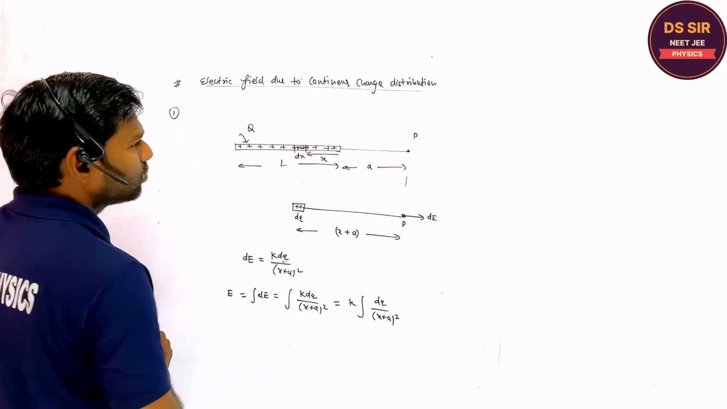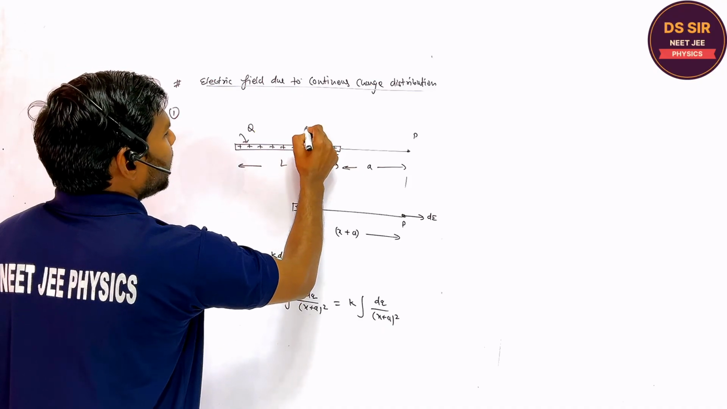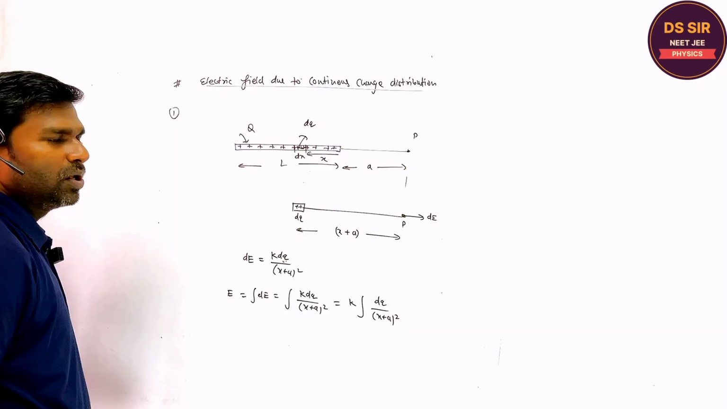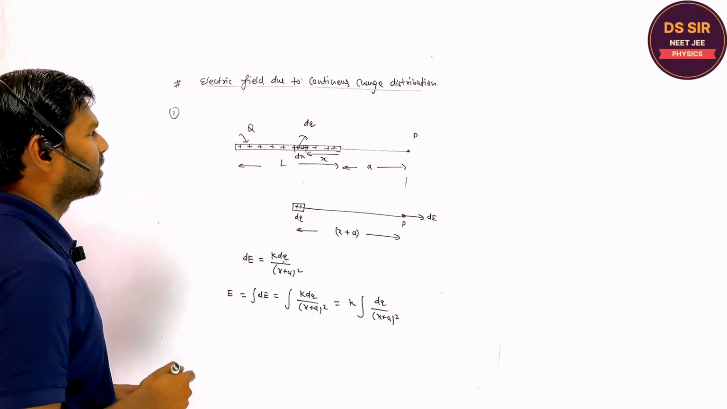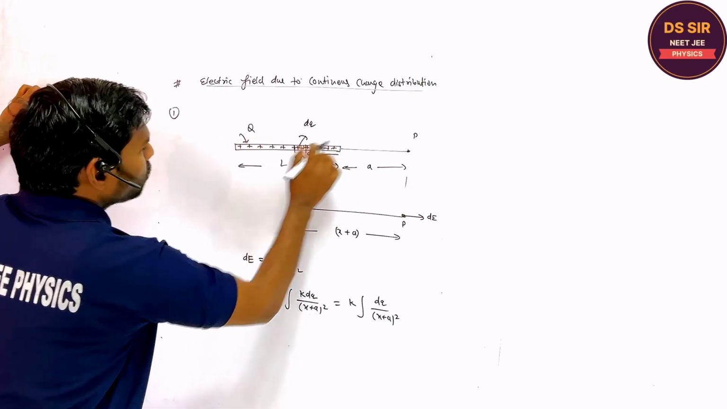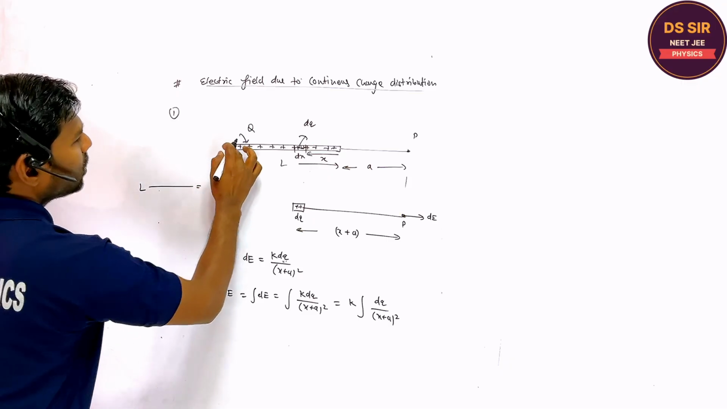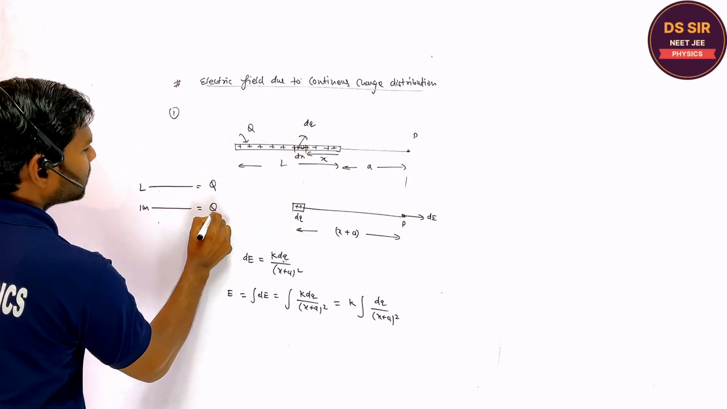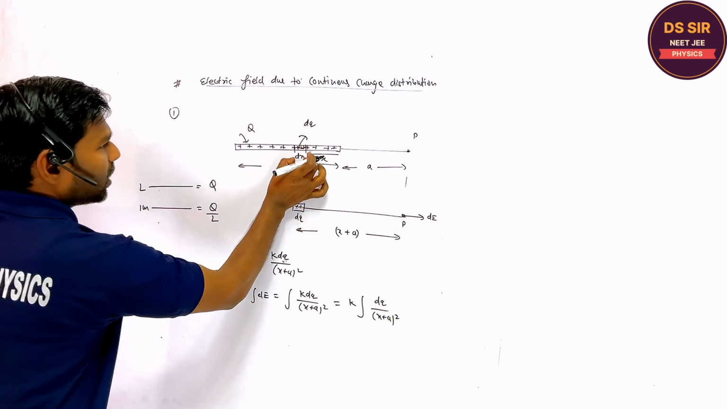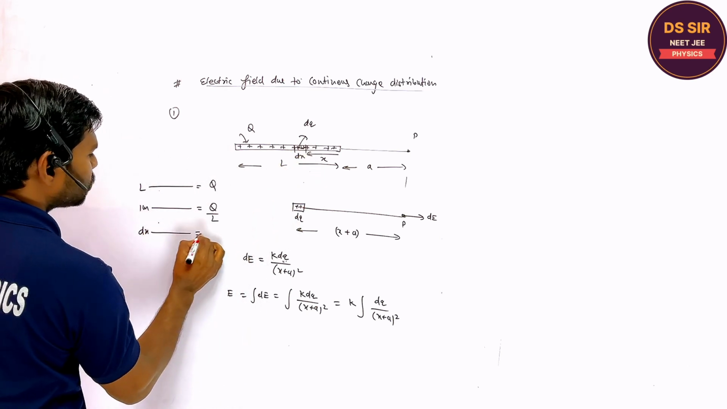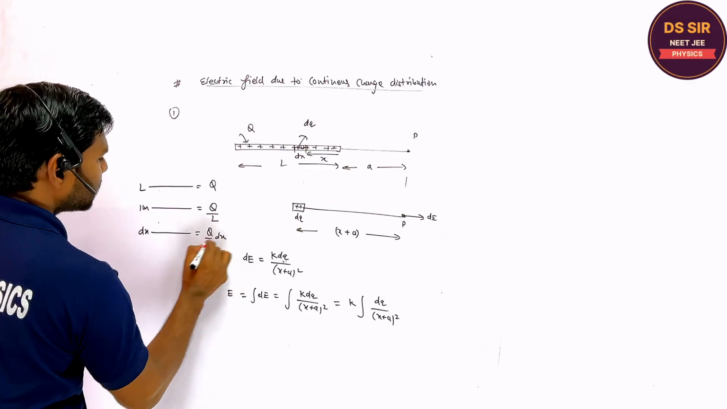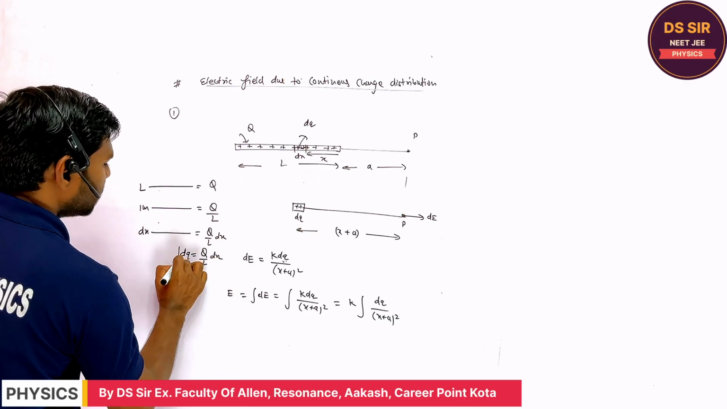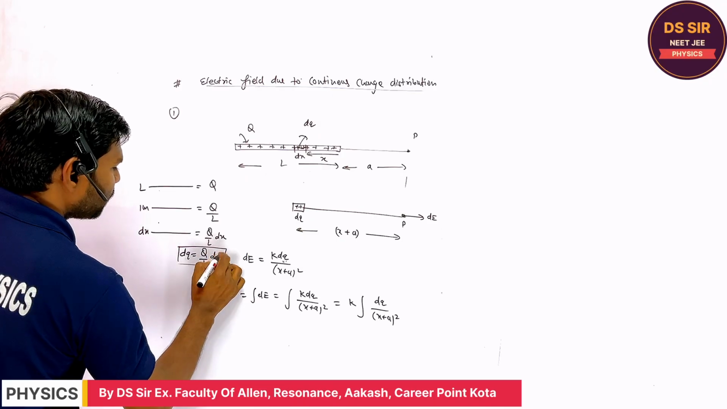So what is the dq? dq is the small elemental charge in this small portion. How would you write the dq value? With the help of the unitary method. If this is the total length L, in the total length L the charge q is distributed. Therefore, in 1 meter the charge is q by L. So in dx meter, the charge is q by L into dx, and therefore dq is equal to q upon L into dx.